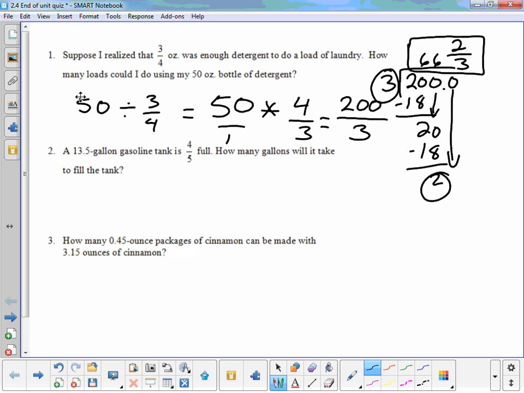So what we really need to do is figure out one of two things. We could do 4/5 of 13.5, and that would tell you how much gas we actually have, which is what some kids did. But we don't want to know how much gas we have. We want to know how much gas it will take to fill the tank. So in other words, I know that we need 1/5 of 13.5.